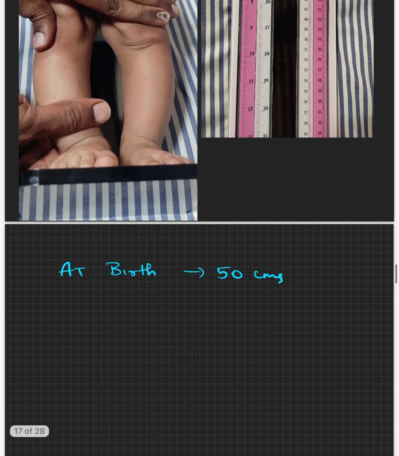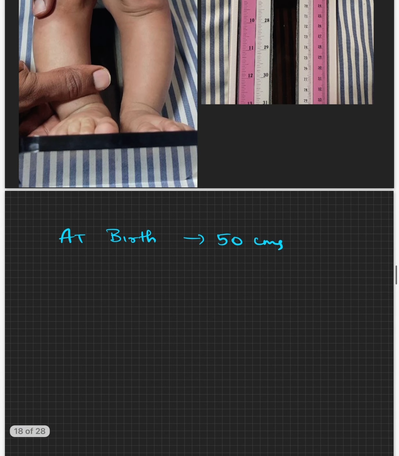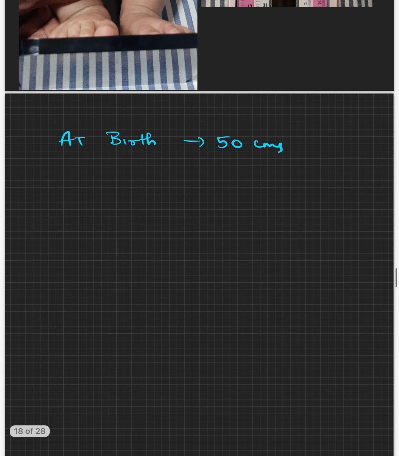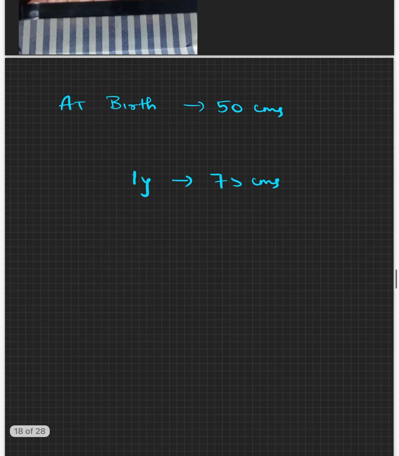At birth, the length is 50 centimeters. So by 1 year, it grows up to 75 centimeters. The rate of growth is 50%. So length increases by 50% in the first year of life.